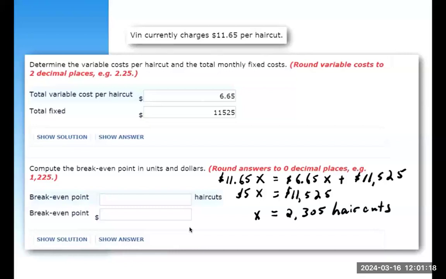The second part, where we want break-even in dollars, we simply will take the 2,305 haircuts times the price of each haircut, which is $11.65, and that gives us sales at the break-even point of $26,853.